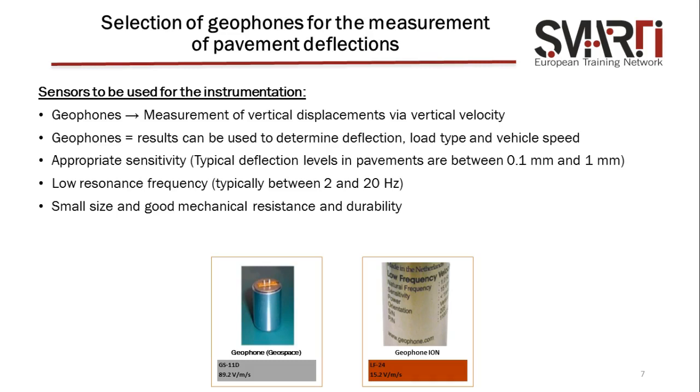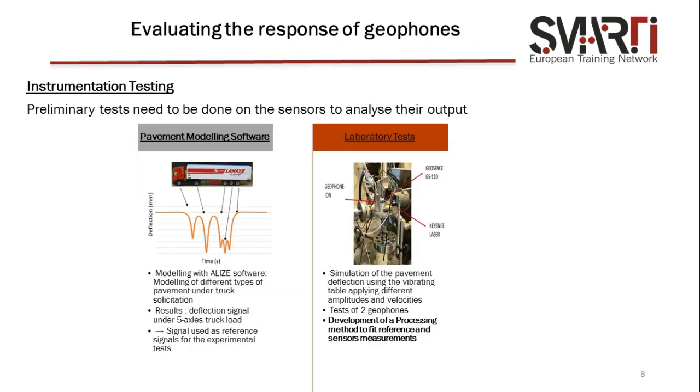They are also very sensitive. The typical deflection measurement in pavements is between 0.1 and 1 millimeter, so the values are measured pretty accurately. This is why we are choosing these geophones, and they are relatively small, so they can be easily embedded in the pavements. The first part is to see whether we can use these sensors in the test site or not.